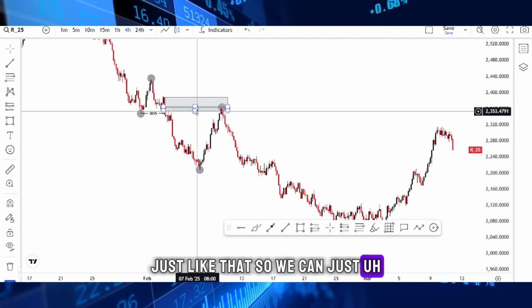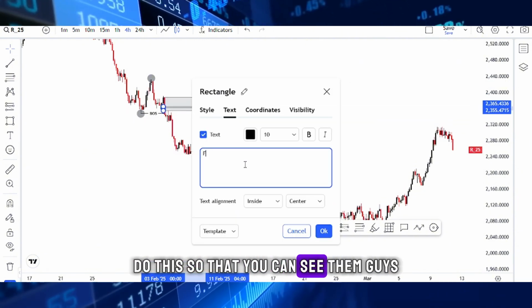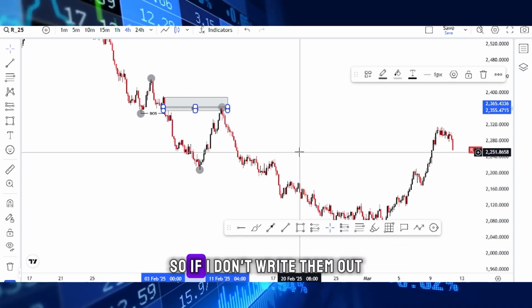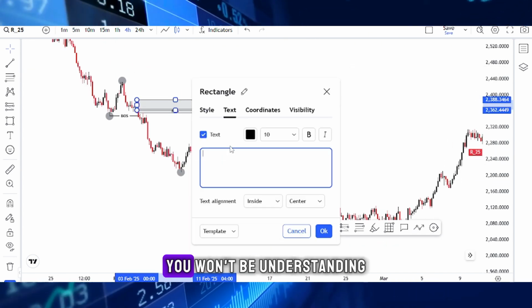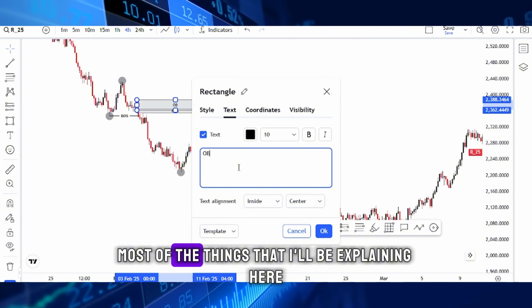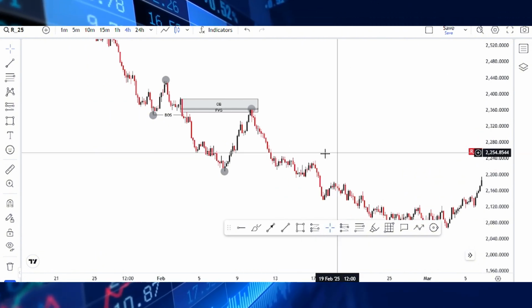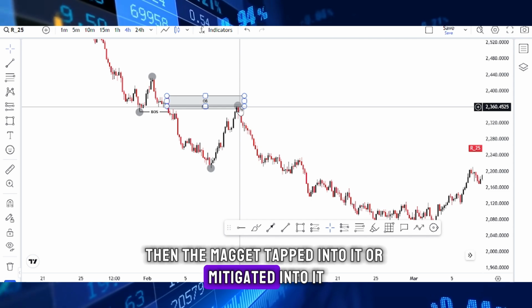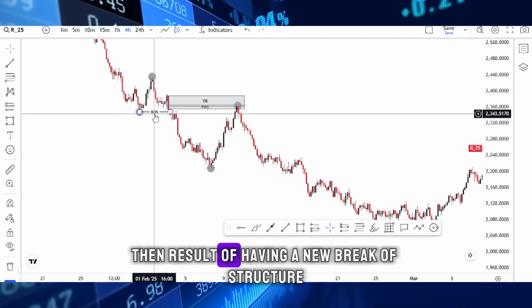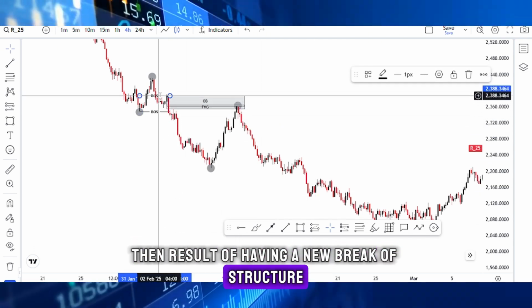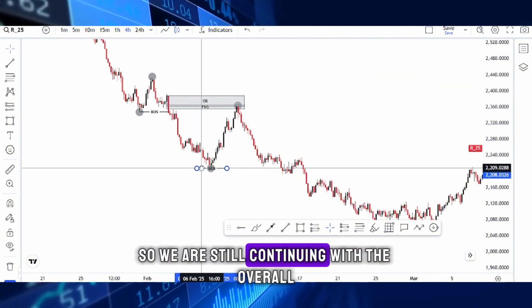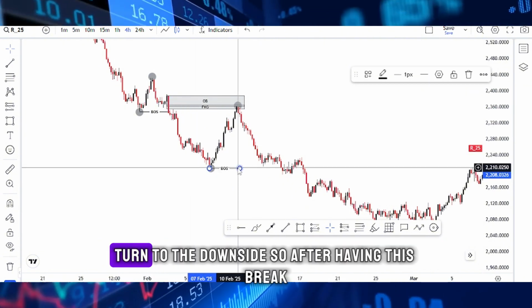So we can just do this so that you can see them, guys, because the aim is for you guys to learn. If I don't write them out, you won't understand most of the things that I'll be explaining here. So fair value gap plus OB, then the market tapped into it or mitigated into it, then we sold off, having a new break of structure, or the market giving us a new break of structure. So we are still continuing with the overall trend to the downside.